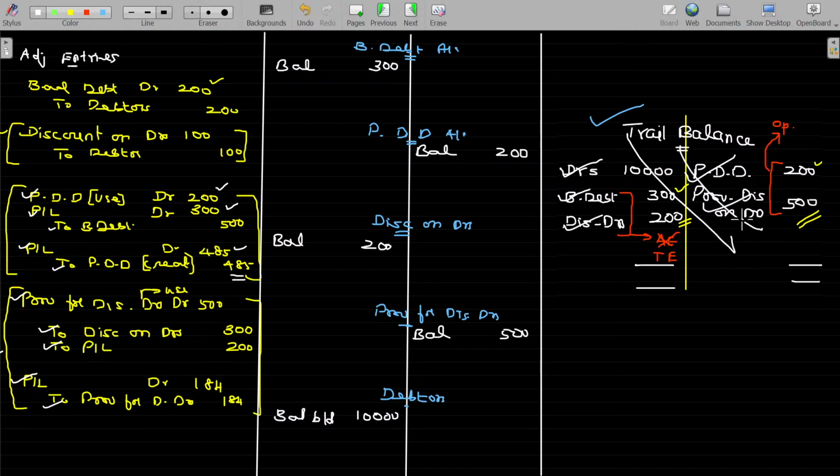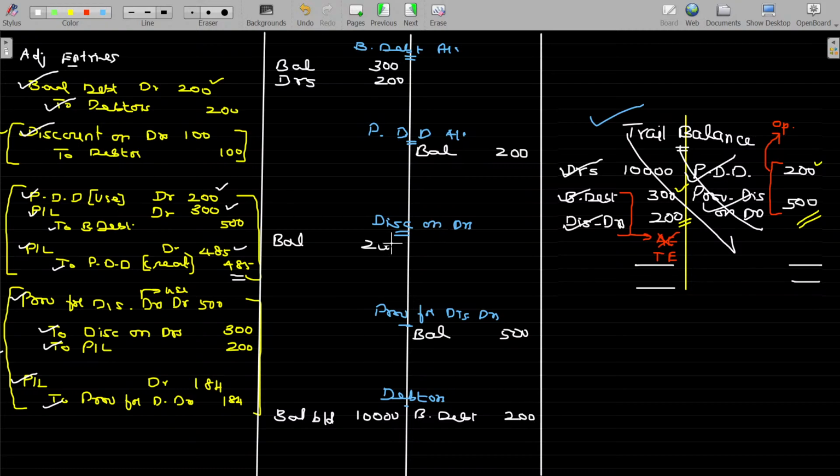What are the balances available in the trial balance? I just opened that account and posted either the debit or credit sides without any trouble. Apart from that, I have to incorporate the adjustment entries. Bad debt account: to debtors, the value being 200. In debtors, by bad debt. Am I right? So you don't have any confusions, only posting 200 rupees.